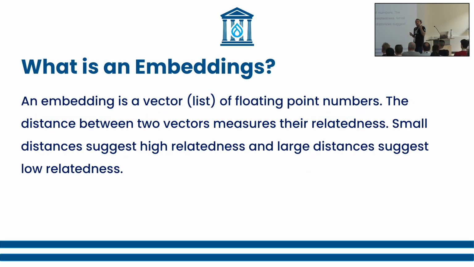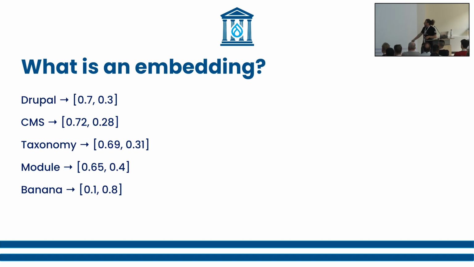For the semantic meaning of the word, we use embeddings, which is a vector, a coordinate that gets stored in the vector database. And when you compare two vectors, if they are close, the terms are related. If they are far away, the terms are not related. So this is an example. We have the words Drupal, CMS, taxonomy, and module, and then the word banana. We can see that the coordinates of the first four words are really close to each other because they are related, while the word banana is far away.